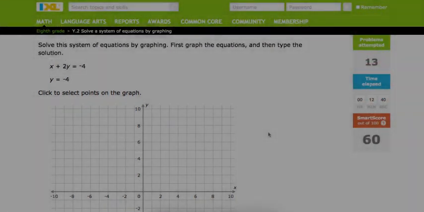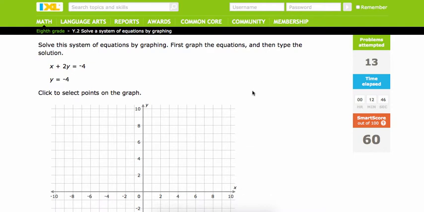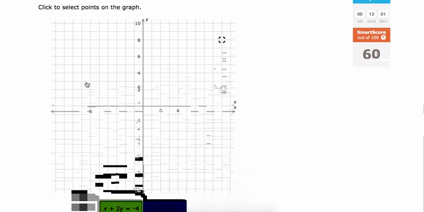And here's an example where one of the equations is in standard form. So again, the directions are solve this system of equations by graphing. First graph the equations, then type the solution. So my system is x plus 2y equals negative 4 and y equals negative 4. So I'm going to start by graphing these.